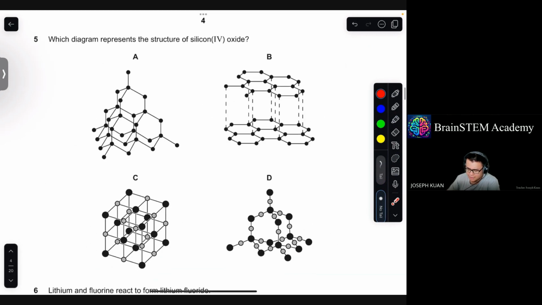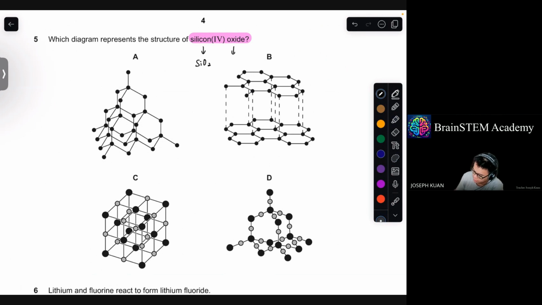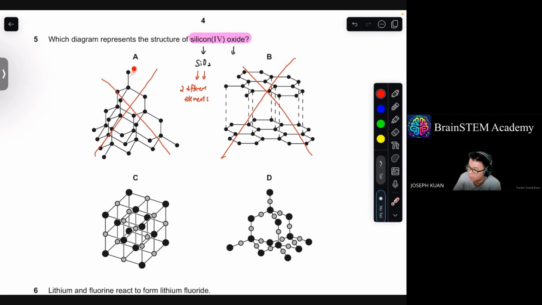5. Which diagram represents the structure of silicon(IV) oxide? First of all, the formula of silicon(IV) oxide is SiO2. What you see here is that it has 2 different elements. So A and B, you can pretty much cancel these 2 answers. Why? Because all of them are made from the same color of elements, which means it's the same atom. In fact, this is diamond, and this is graphite.